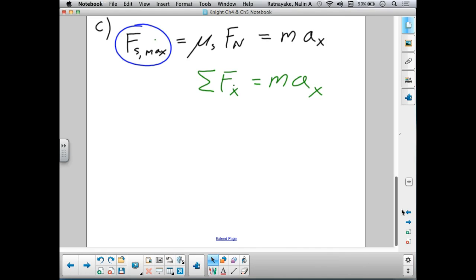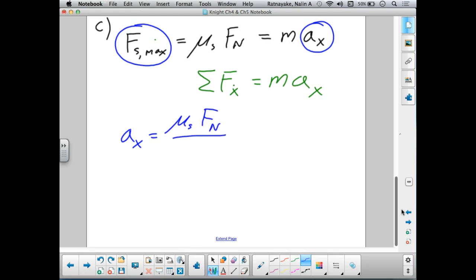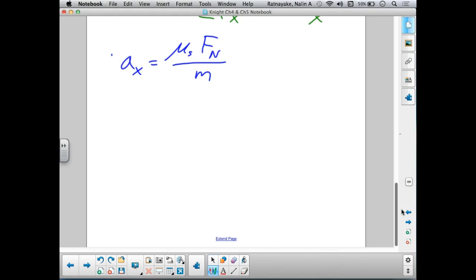I'm going to solve for a_x. This is what I want to know. What is that maximum acceleration? So let me do that over here. I'm just going to divide by m. a_x equals mu sub s times the normal force divided by m. Now I have my unknown that I want, a_x, on the left-hand side, and I have nothing but knowns. Oh, actually, I don't have nothing but knowns on the right-hand side. Do I know what the normal force is? I actually don't yet. But I could figure out what it is from a statement that the box is not accelerating in the y direction.